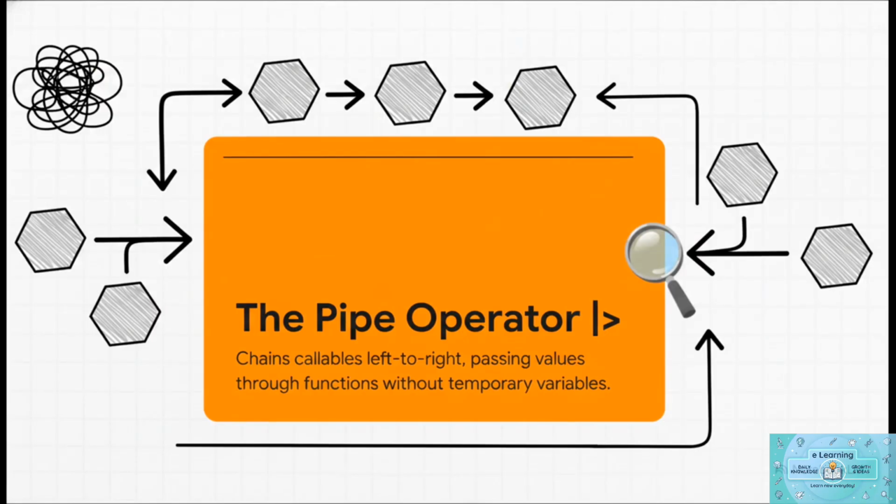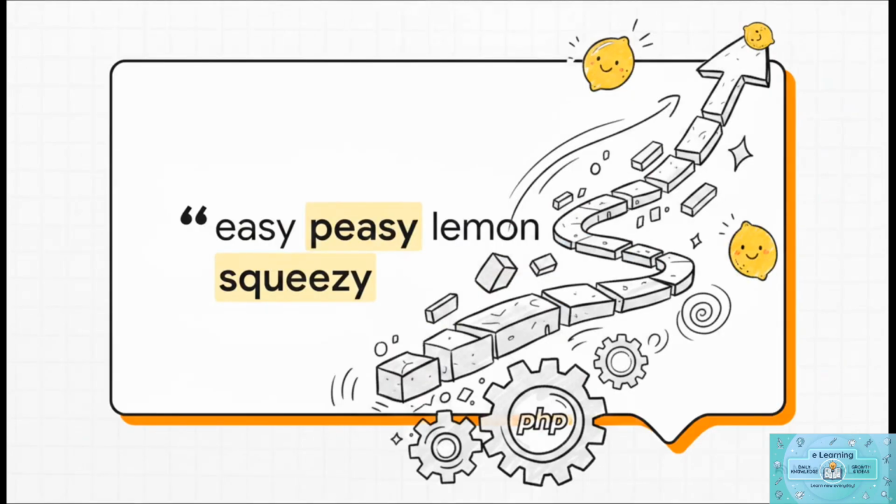PHP 8.5 brings in this super clean, readable chain, all thanks to something new called the PipeOperator. So, what does it do? Well, the PipeOperator basically lets you read what's happening from left to right, in the order it actually happens. It completely gets rid of those confusing, inside-out nested function calls and just replaces them with this elegant, straightforward chain. Yeah, it's a really simple change on the surface, but it totally transforms one of the most common coding patterns into something that's way more intuitive. And let's be honest, it's just a whole lot more satisfying to write.